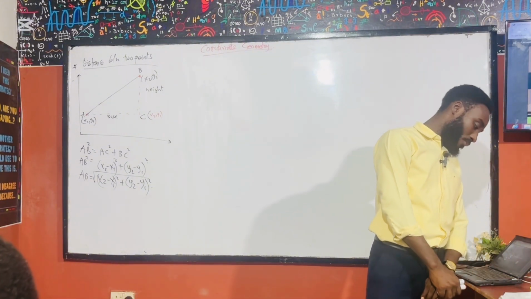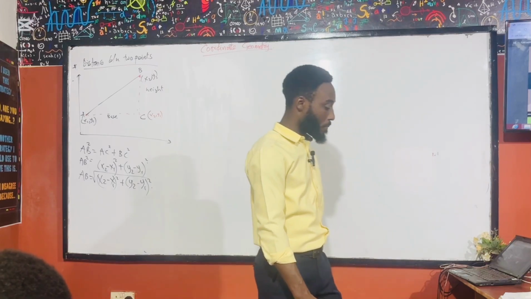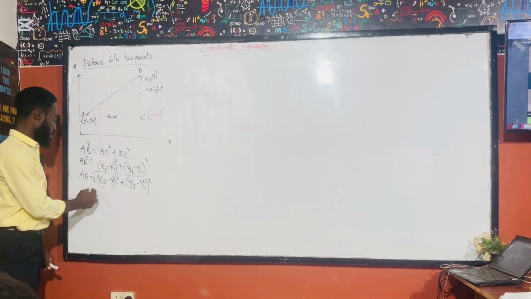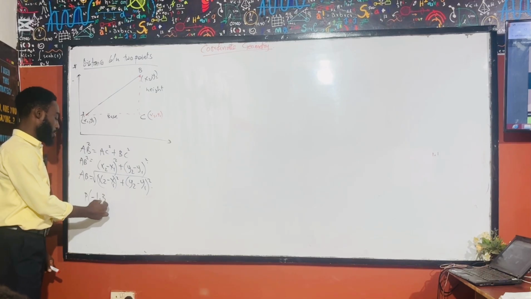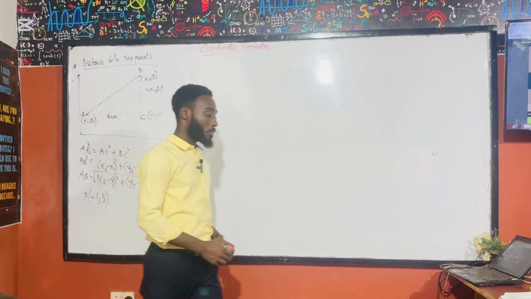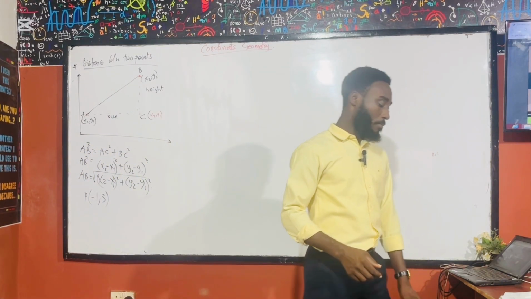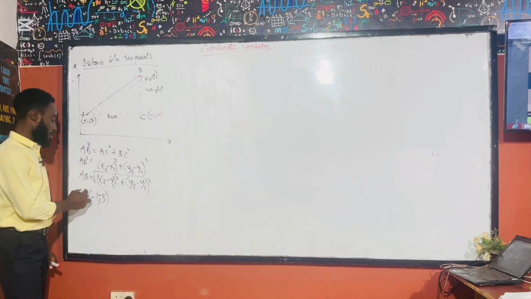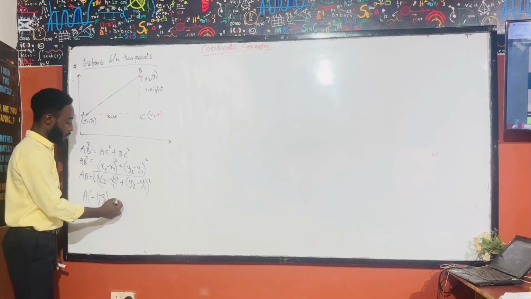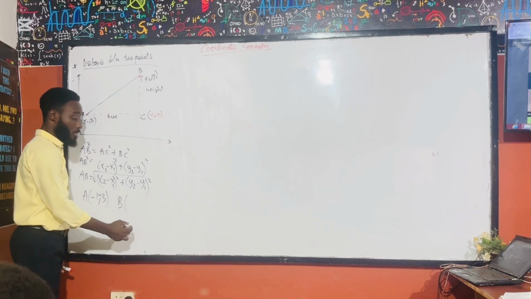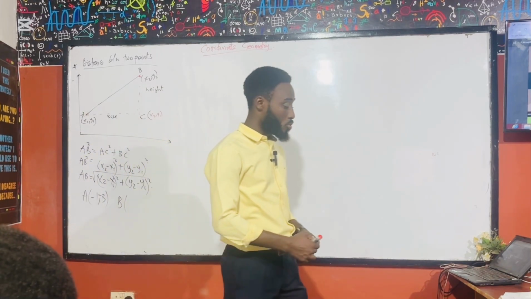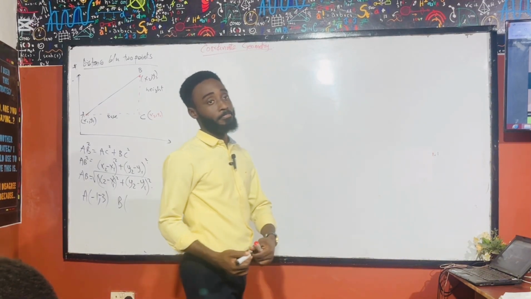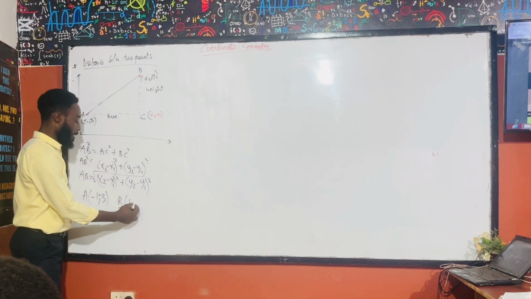Now let's try a question and see how we can apply this practically. Find the length of the line joining the points A(-1, -3) and B(4, 9).